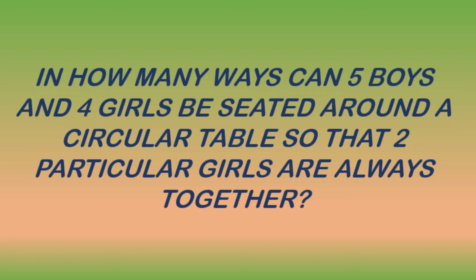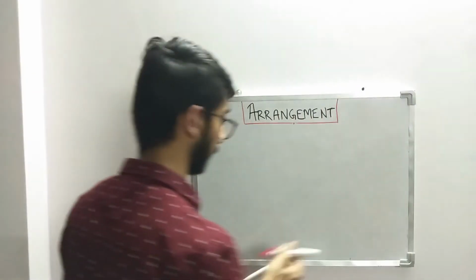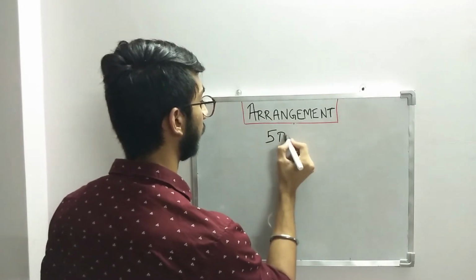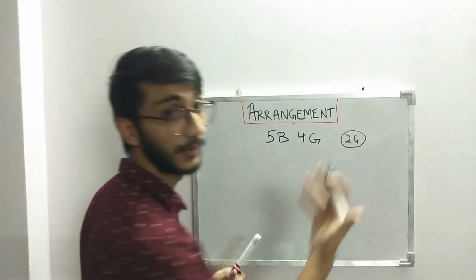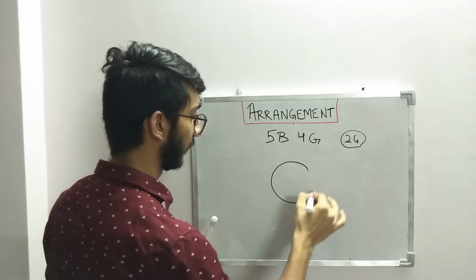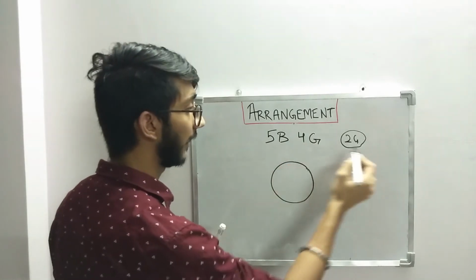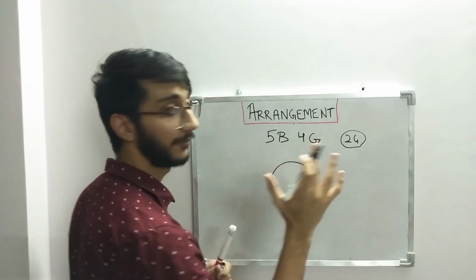So the first question is, in how many ways can 5 boys and 4 girls be seated around a circular table so that two particular girls are always together? So I have 5 boys and 4 girls, and 2 girls have to be seated together only, right? They don't have to be separate. So I draw a table, right? So I have 9 people, but out of these, 2 have to be seated together. That means I have a total of 7 people left.